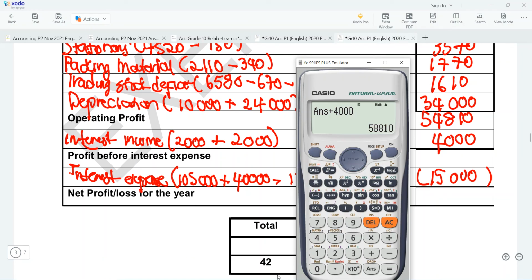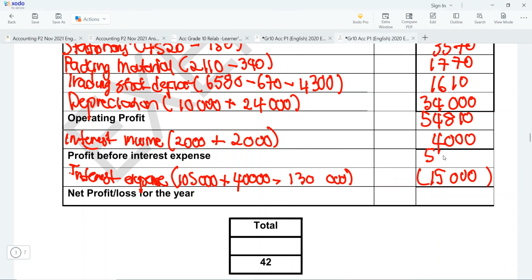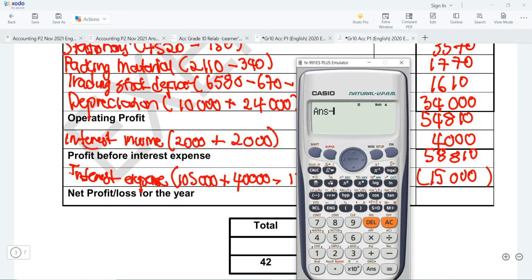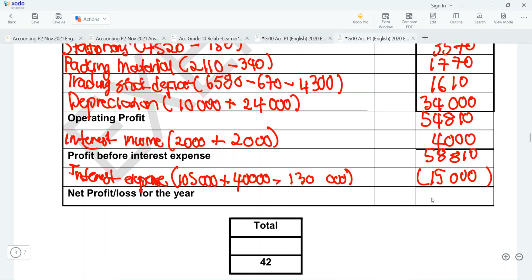profit before interest expense, which is 58,810, and then from this we are going to subtract our 15,000, and then it will give us our profit for the year, which is 43,810. And then you are done with this.